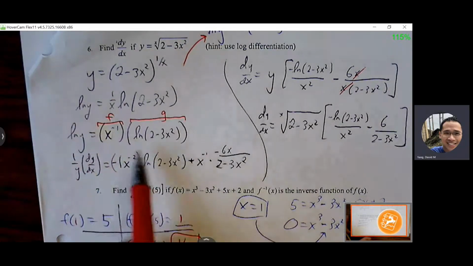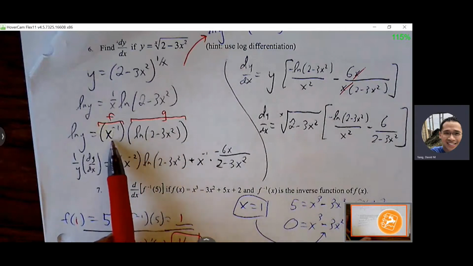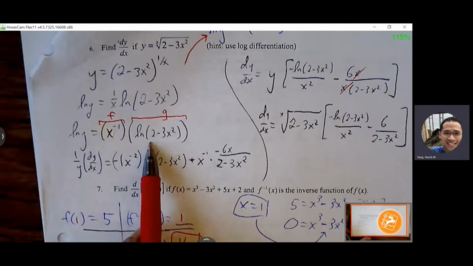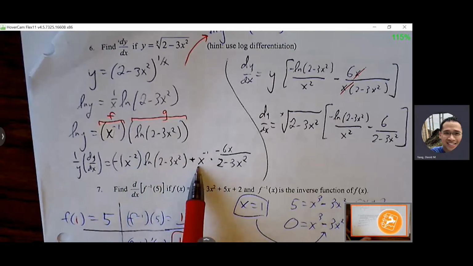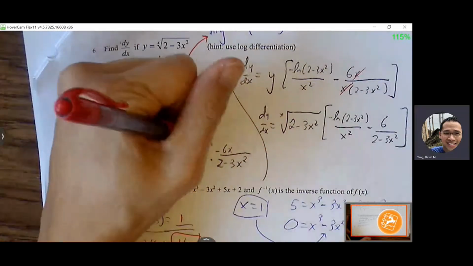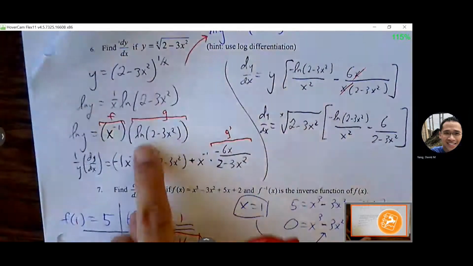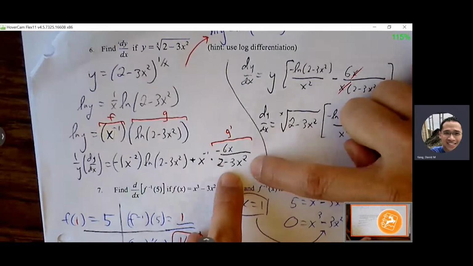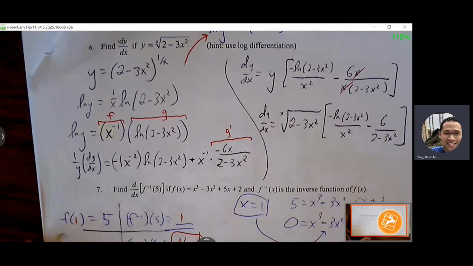And then we go through product rule. F prime g plus f g prime, derivative, power rule, -1x to the -2. Keep the g function, back to the f, and then g prime here. Natural log of u becomes u prime over u, so -6x over 2 minus 3x squared.